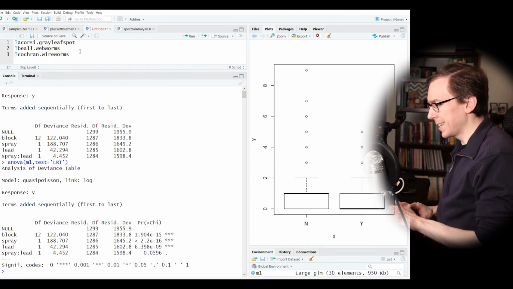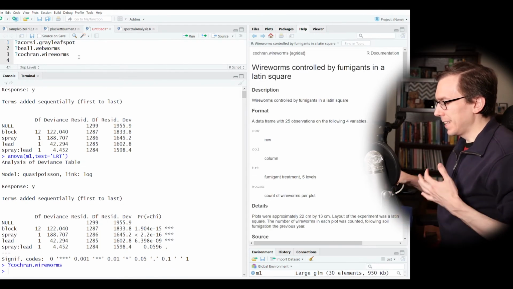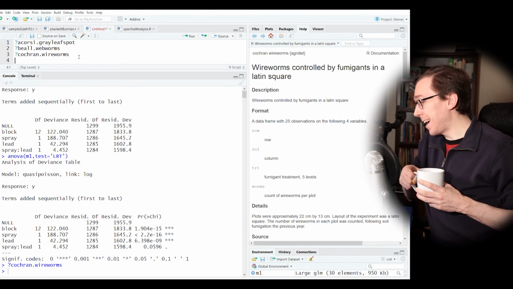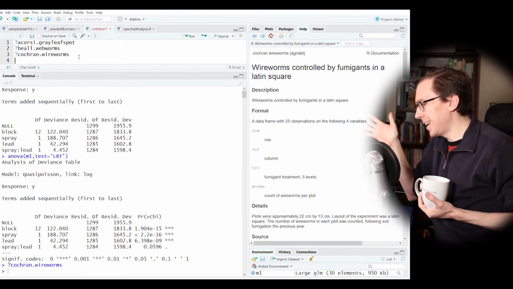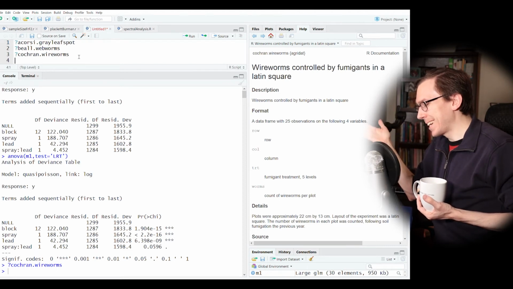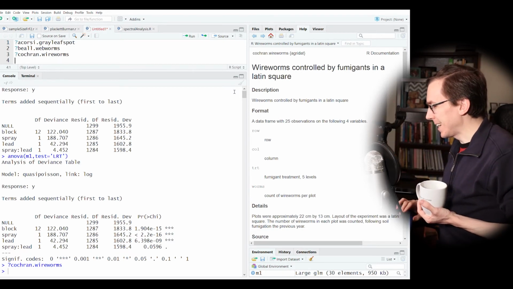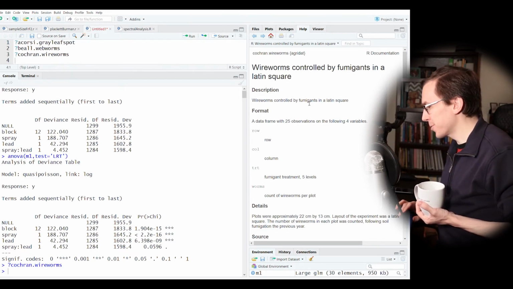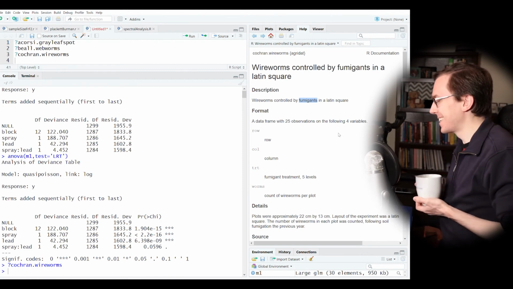All right, let's do one more data set before my voice gives out. The last data set I want to look at goes back to Cochran, our good friend who gave us Cochran's theorem. And this is the Cochran wireworms data. So yet another data set involving counting worms, which I guess some people might find fun. Regardless, the idea is here we have wireworms that are being controlled by fumigants. Wow, that was a really poor pronunciation.